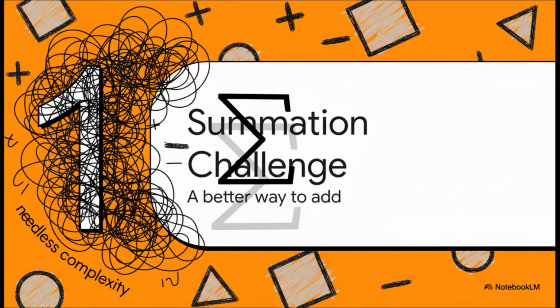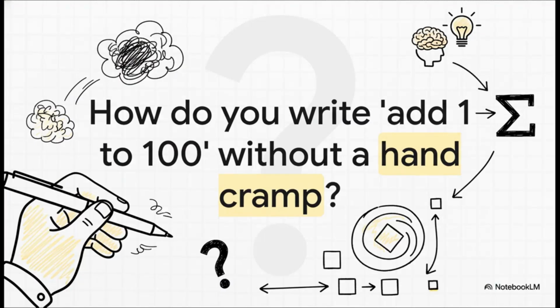Look, to really get why sigma is such a hero, you first have to meet the villain it was made to fight. Just needless, tedious complexity. No, really, think about it for a second. Your job is to write down the instructions to add up every single whole number from 1 all the way to 100. How do you even write that down clearly and not have it take up a whole page?